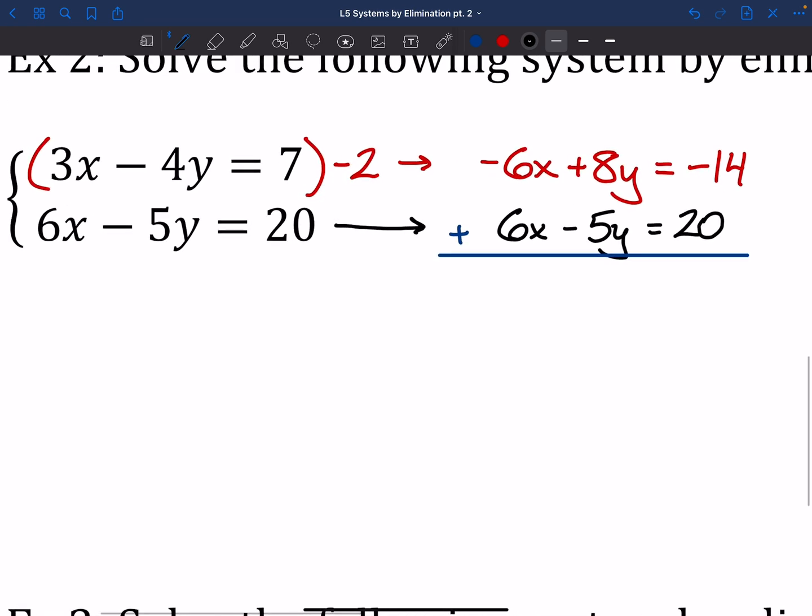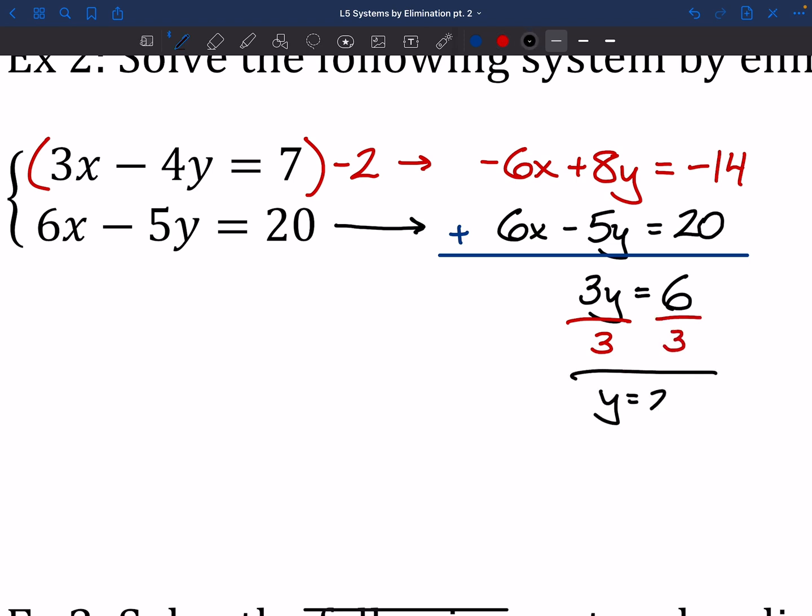We've got negative 6x plus 6x. Boom, they're gone. 8y plus a negative 5y is going to work like regular old subtraction here. We're going to get 3y's. And over on the other side, negative 14 plus 20 brings us to positive 6. Solve for y by dividing by 3, and we're going to find out that y is equal to 2.